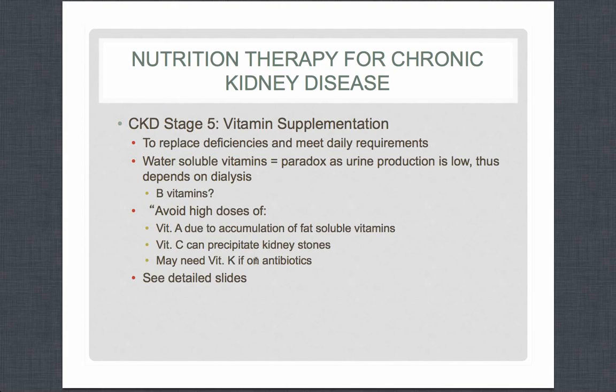So for vitamin supplementation in stage 5, we do want to replace deficiencies. You still want to meet daily requirements. Water-soluble vitamins are somewhat paradoxical because urine production is low. Therefore, water-soluble vitamins, including B vitamins, may actually need lower doses. But if patients are being dialyzed, then most B vitamins are lost during dialysis, and so may need to be replaced more frequently. But this is one thing where I would reduce the doses. I think using megadoses of B vitamins in somebody on dialysis is a bad idea.